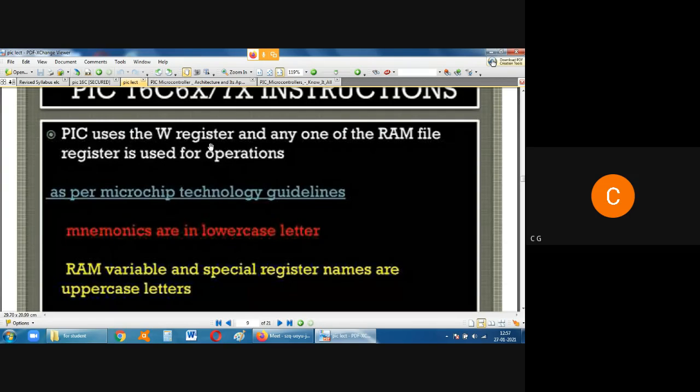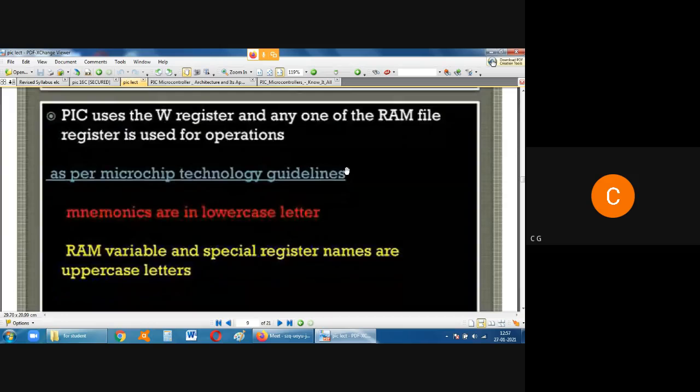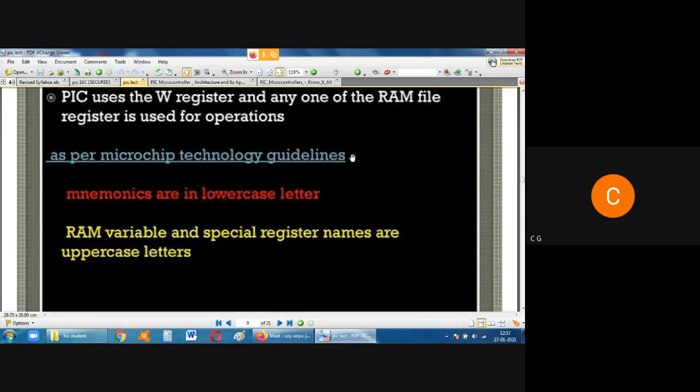This is a working register. So now there is a watchdog timer. There is a working register, and any one of the RAM file registers used for the operation. Still, the manufacturer means what we see is that it is free to use any register, any part of the RAM, but the manufacturer will give you certain instructions about what things you must follow for the smooth operation of the PIC.